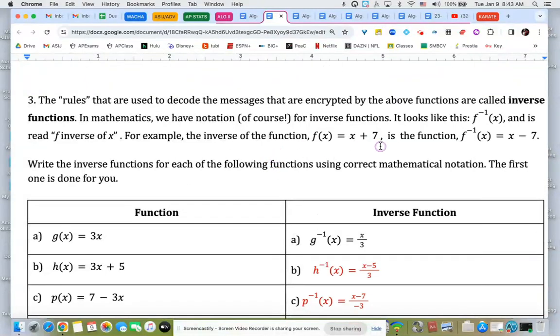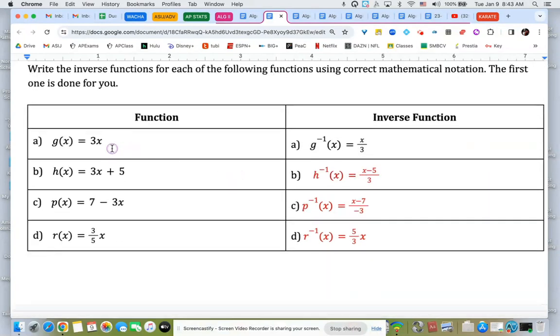Take an original function, turn it into an inverse. So what did I do here? Well, I multiplied by 3. What am I going to do to undo that? I'm going to divide by 3. Here I multiplied by 3, then I added 5. How do I undo that? Well, I subtract 5, then I divide by 3. Here I multiply by negative 3 first, then I add 7. To undo that, I have to subtract 7 and then divide by negative 3.